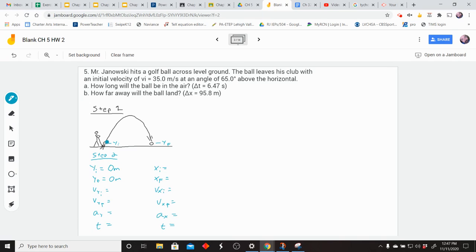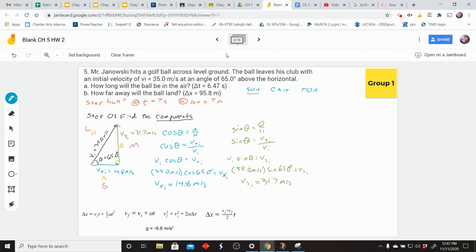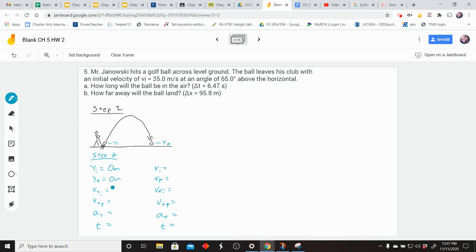Vy initial. How fast is this golf ball moving vertically at the beginning? That's why we did step 0. So let's go back to this screen. Vy initial is 31.7 meters per second. That was the whole point of doing step 0, is to get that number. So that is 31.7 meters per second. That's how quickly the ball is moving vertically at the beginning.